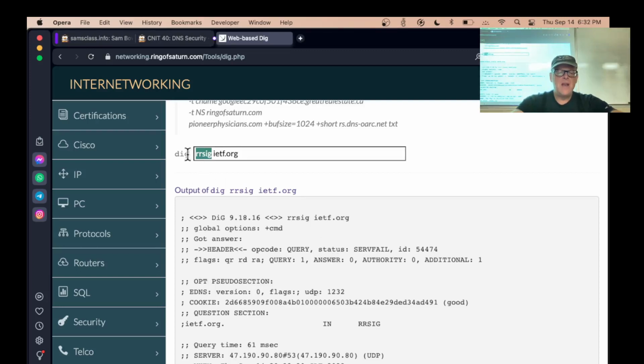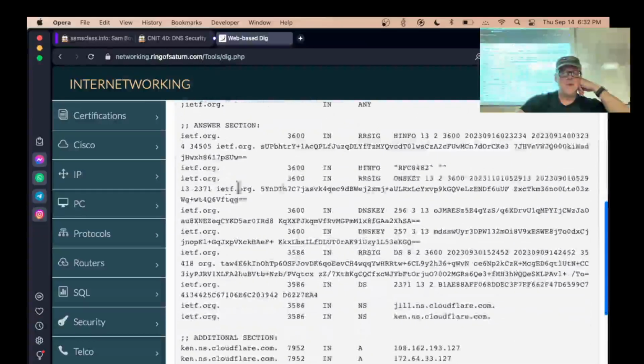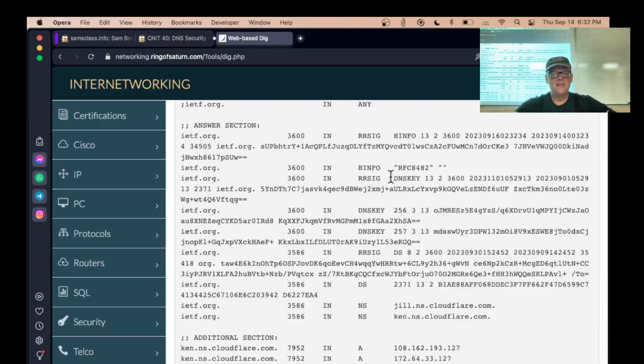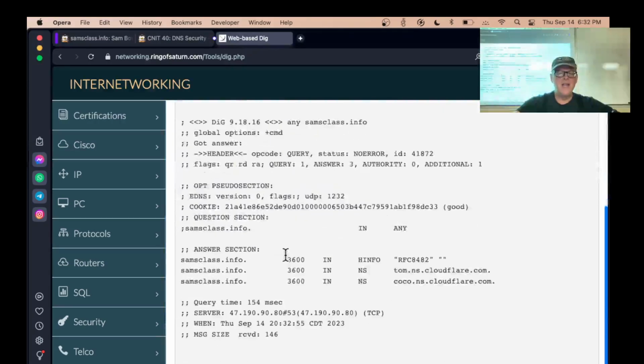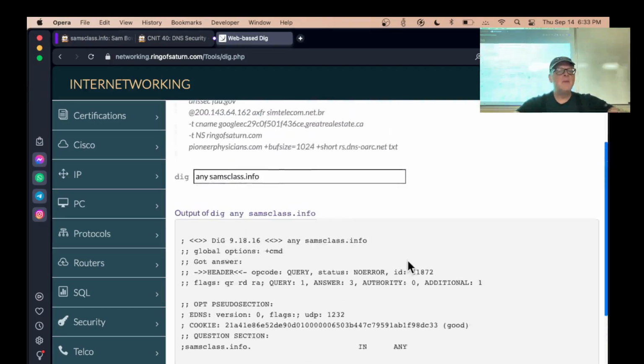How about any? All right, there they are. There's a DNS key and an rrsig. Hey, that's rude. There is an rrsig, it just didn't give it to me before. I don't know why. Well, now let's see if I've got it, samsclass.info. Any seems to work, although any was supposed to be deprecated years ago. All right, there's any, and all I've got is just a couple of name servers and hinfo. So I don't seem to have the signature turned on in my domain, but some people do.